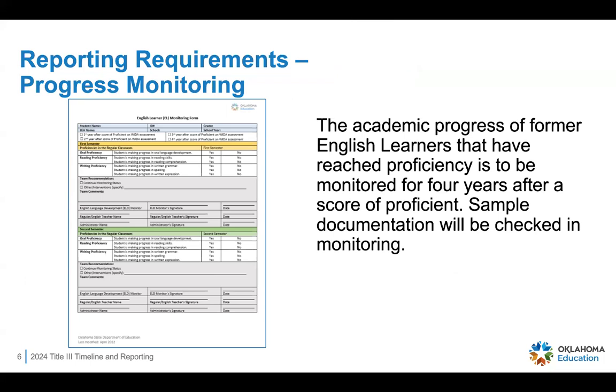Reporting requirements for progress monitoring. This is the form that we have available that is on our website. So this is going to monitor the academic progress of former English learners that have exited the program, those that have reached proficiency, and they will be monitored for 4 years after a score of proficient. And again, this is just a sample documentation that you may be able to use.